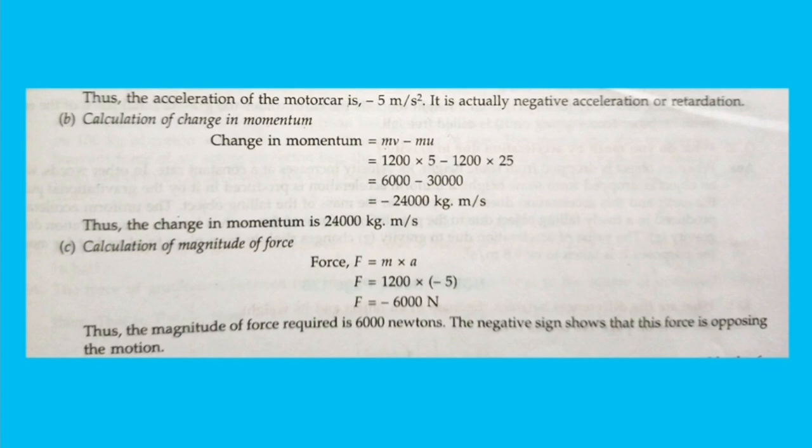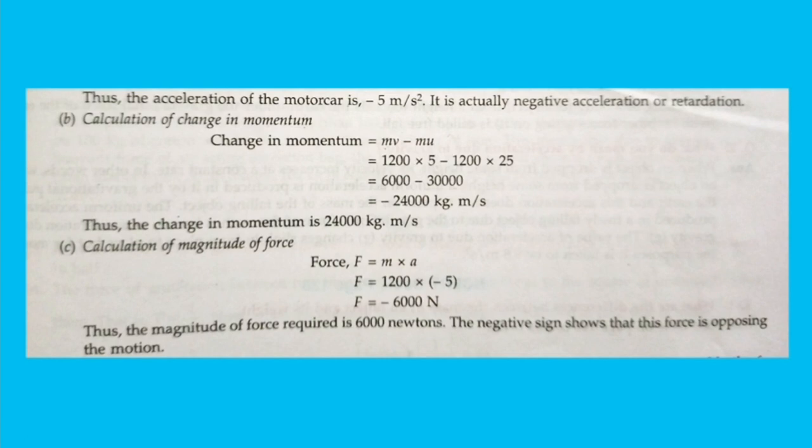Substituting these values, we get change in momentum equals 1200 into 5 minus 1200 into 25. That equals 6,000 minus 30,000. That equals minus 24,000 kg meter per second. Thus, the magnitude of the change in momentum is 24,000 kg meter per second.